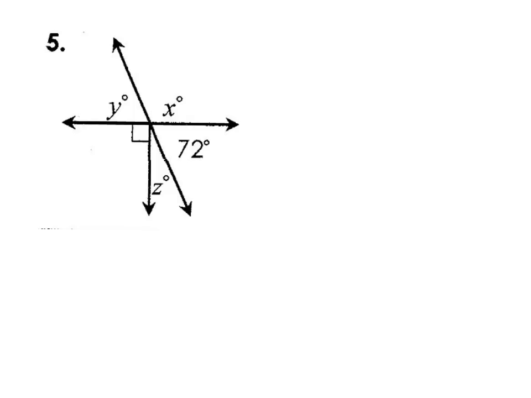Number 5, we're looking for x, y, and z, and we've got to know and use all of our angle relationships. So right off the bat, we're going to do the one that looks easiest and use our angle relationships to find y. We know if this one is 72, y is a vertical angle. Therefore, y equals 72 degrees as well. So this one right here is 72 degrees.